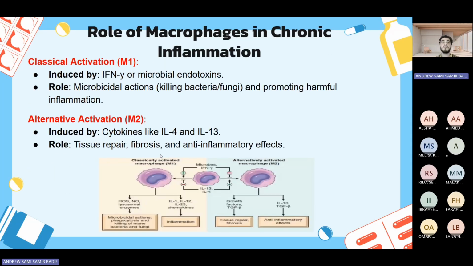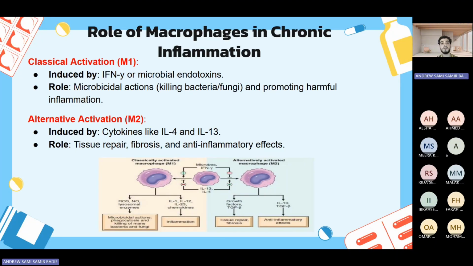Okay, so now we have the role of macrophages in chronic inflammation. There are two stages of macrophage activation, M1 and M2. This diagram at the bottom is pretty useful. M1 is activated by interferon gamma or microbial endotoxins, and its role is microbicidal actions and inflammation. Think of the state of inflammation: your body is fighting this microbe, so it would usually be activating M1, to try to kill the bacteria and stimulate inflammation.